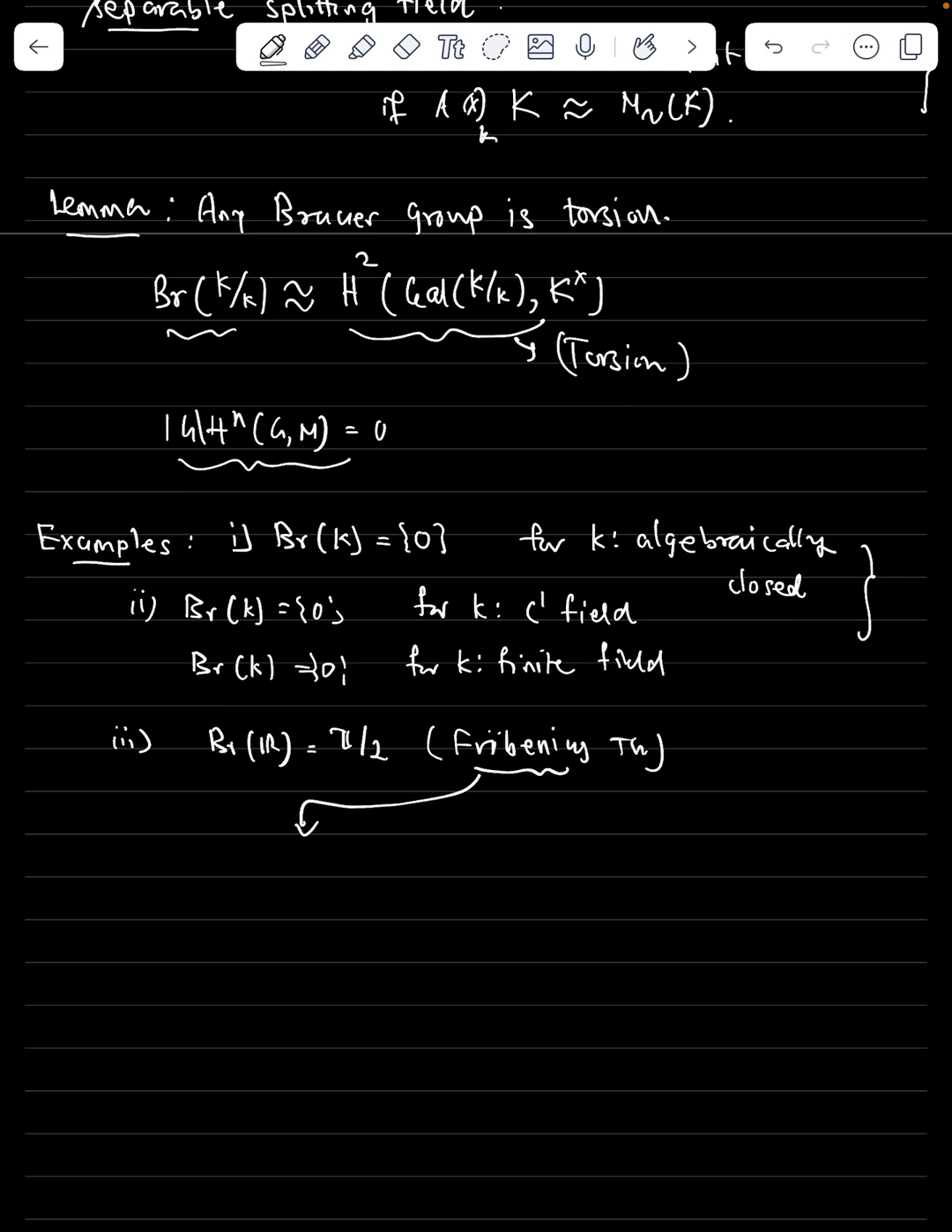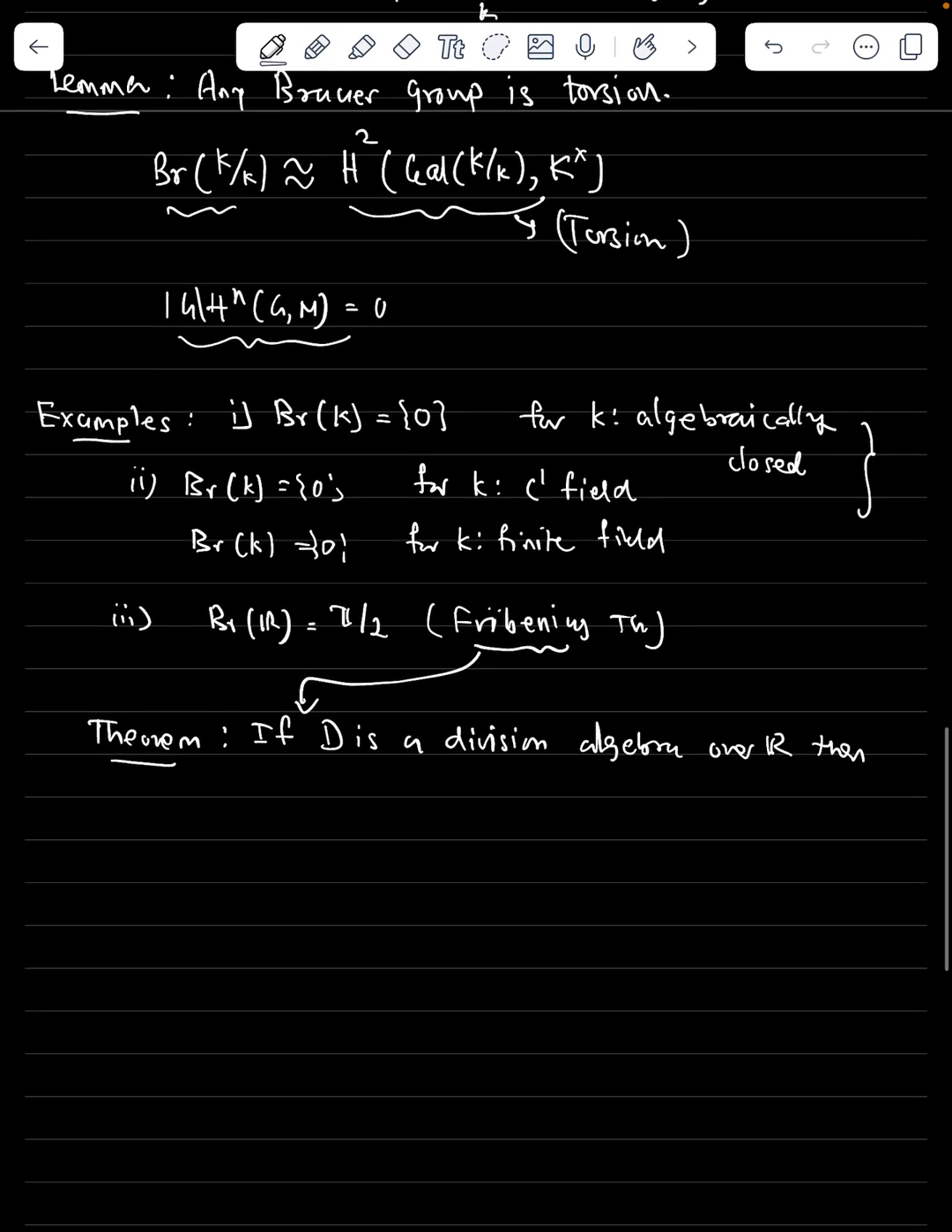It says that if there is a division algebra over R, say with R as the center, because we are talking about central simple algebras, and it's finite dimensional, then D is either the field of reals, or the field of complex numbers, or the Hamilton quaternions.